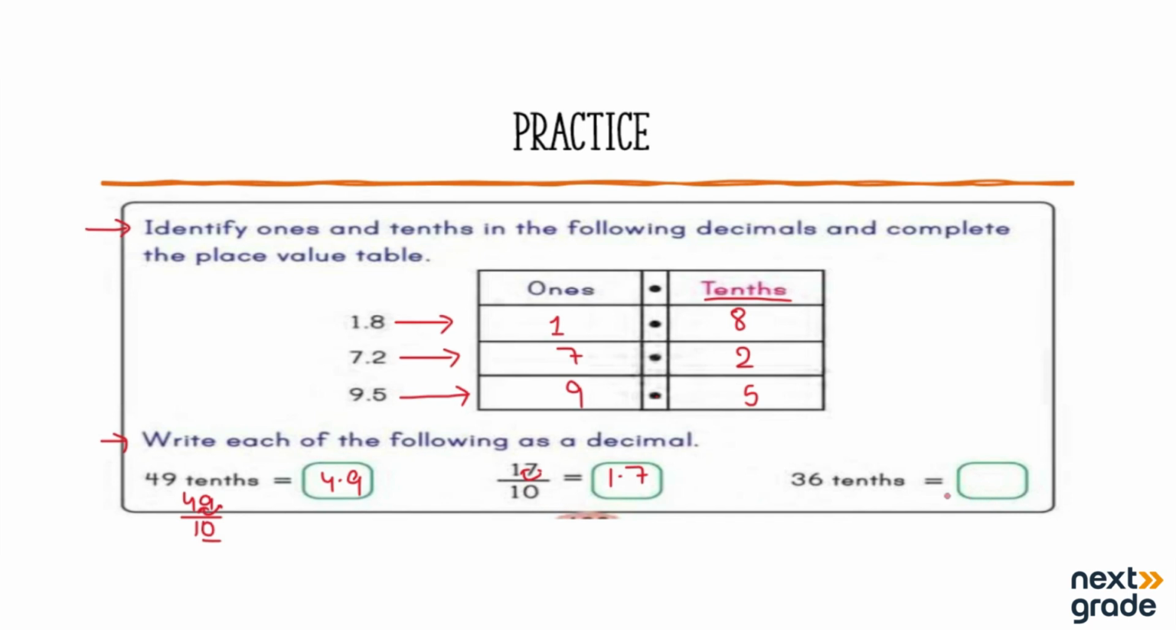Similarly, if we write here 36 tenths, that means 36 over 10. So we are going to move the decimal one point to the left, one number to the left, and this will be 3.6. I hope you guys understand how we can write the numbers that are in 2-digit place value.